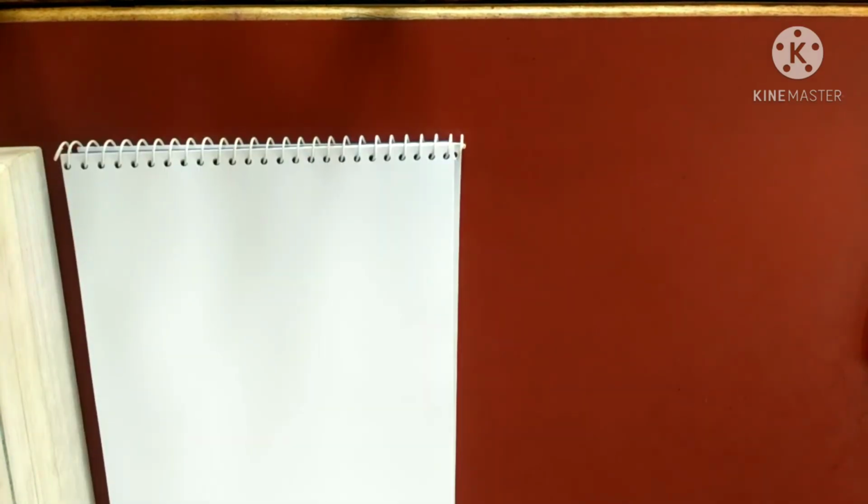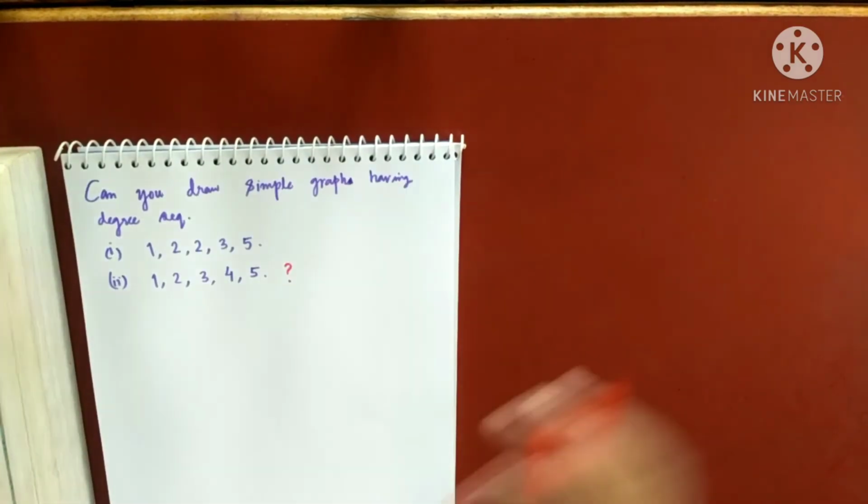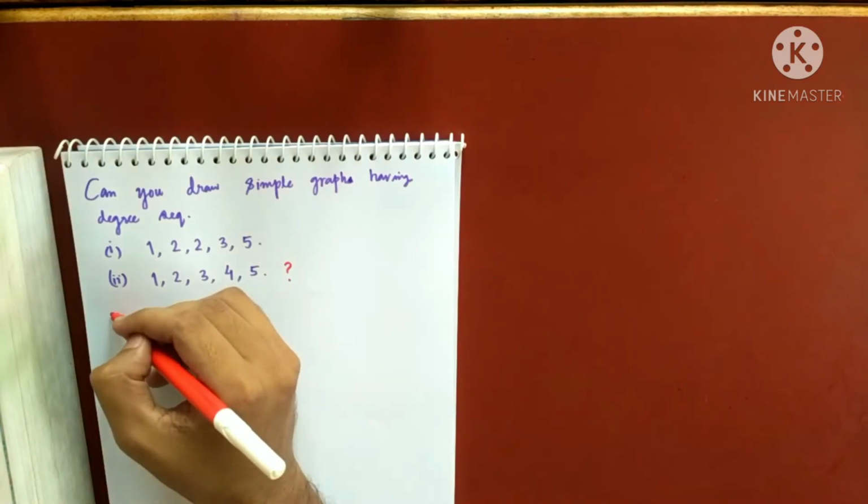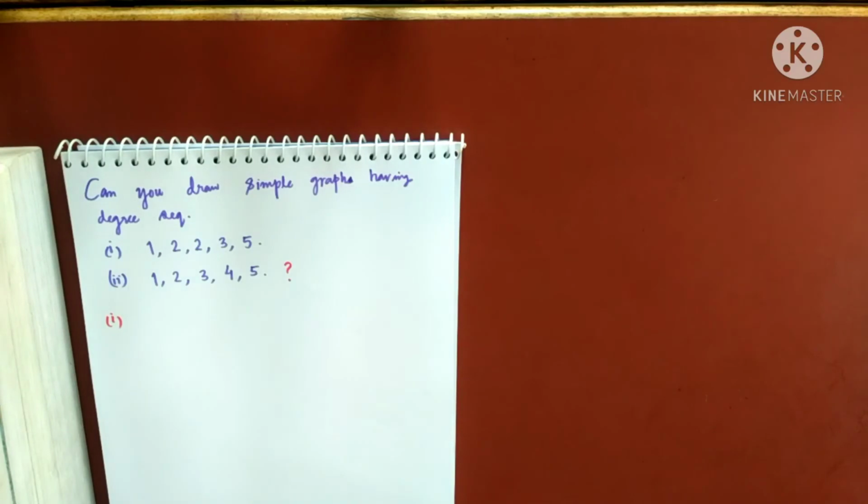Just a minute. Let me write 2 questions very quickly. So this is a question that I have taken. Can you draw simple graphs? Simple graphs, that means you cannot draw loops or parallel edges, having degree sequence 1, 2, 2, 3, 5. What do you think? Number 1. Can anybody tell me whether you can draw a simple graph having degree sequence 1, 2, 2, 3, 5?